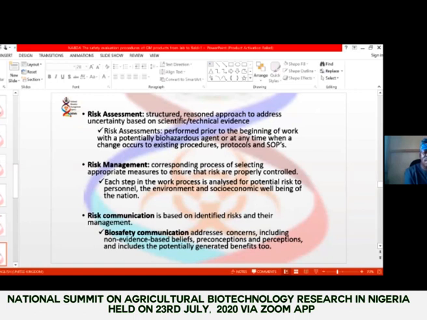While risk assessment, when the risks are determined, when there are risks, a risk management approach is adopted. And again, risk communication is based on identifying risks and their management by making the members of the public understand whether there are risks or not. And basically, risk communication should not be done in a way that will cause panic to the members of the public.